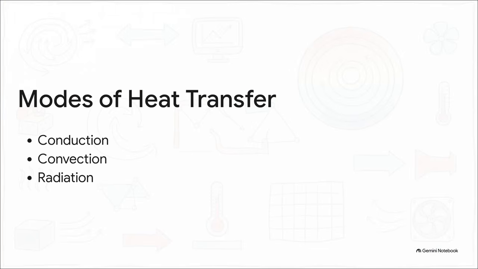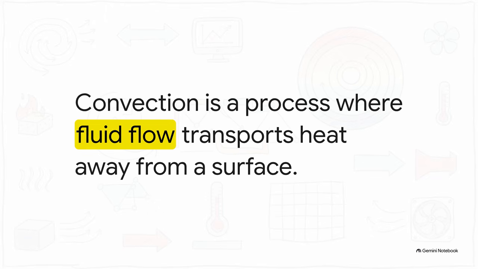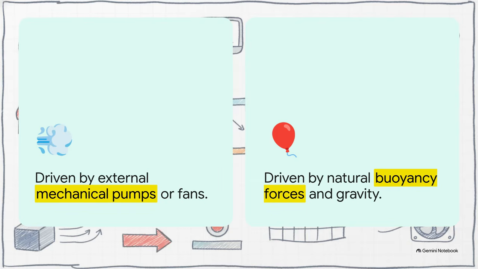Heat basically transfers in three main ways: conduction through solids, convection via moving fluids, and radiation across open space. Convection is fascinating. It's when fluid flow actually carries heat away from a warm server, pulling in cooler air. Now, cooling systems force convection using powerful fans, but natural convection is driven entirely by gravity and density changes.